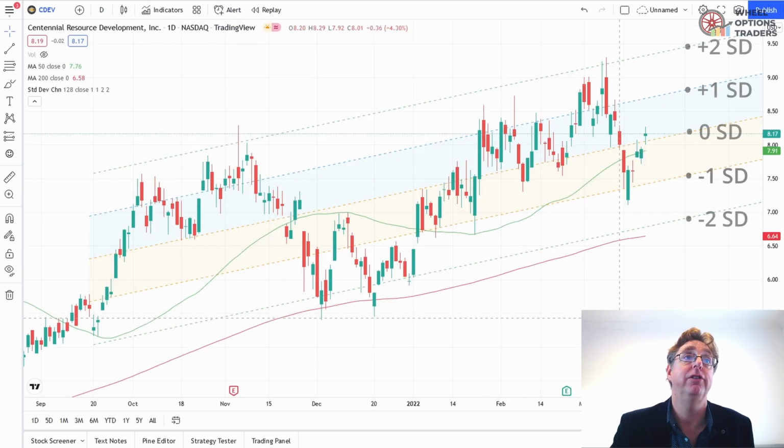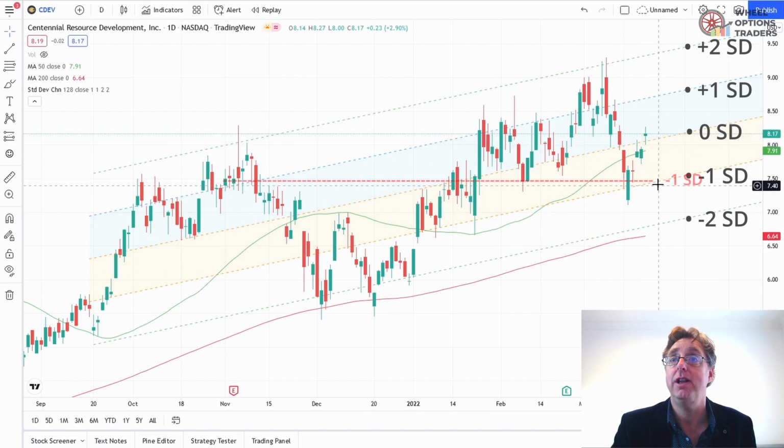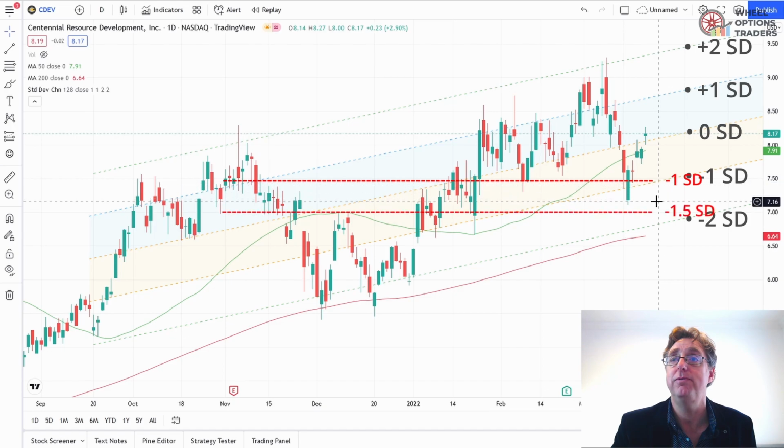And finally, let's look at CDEV. This one's quite interesting. It's just above the 0 standard deviation. We're also confirming coming above the 50-day moving average. So this is a good candidate, 8.17. So we'll be looking here, maybe the 7.5 or the 7 in this area here for the strike price.